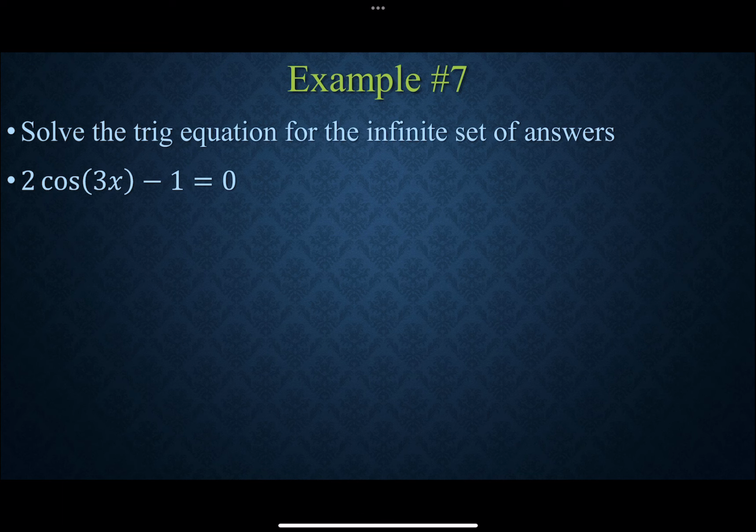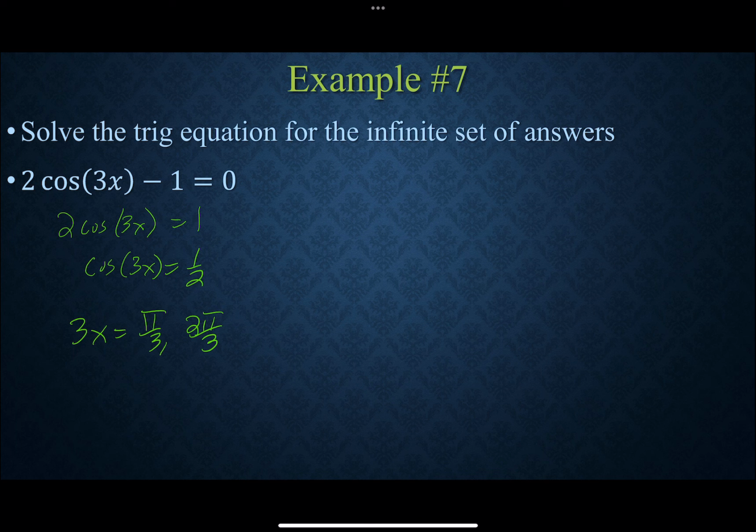So we have the angle now is 3x. The way we solve doesn't change whether the coefficient is there or not. So we're still adding the 1 over, still dividing by the 2. And then we see that cosine is equal to a half at our pi over 3 and 2 pi over 3. But now it's not x equals pi over 3 and 2 pi over 3, it's 3x equal to pi over 3 and 2 pi over 3.